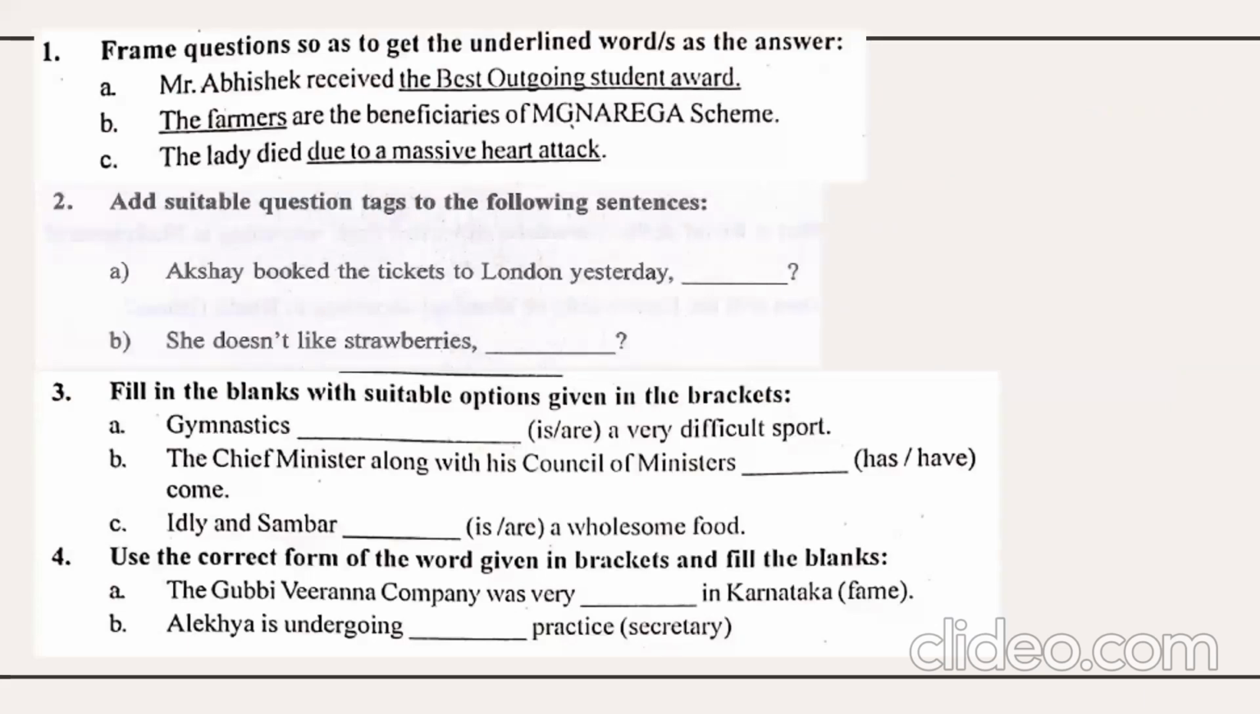So the sample questions are on your screen here. And again, these questions are compiled by using your last 3 years question papers. For example, frame questions to get the underlined word as an answer. Mr. Abhishek received the Best Outgoing Student Award. So we need to get the Best Outgoing Student Award as an answer. We'll say, what did Mr. Abhishek receive?